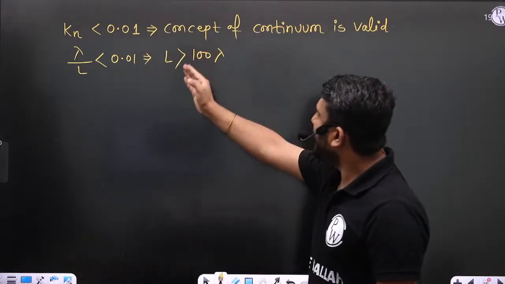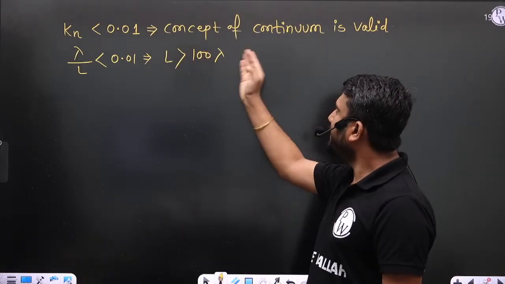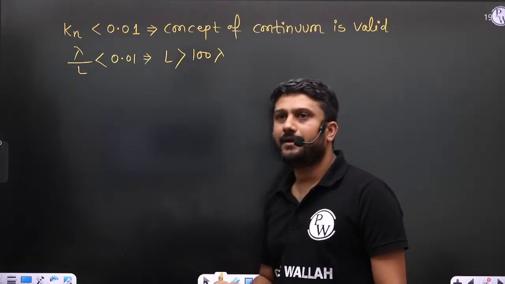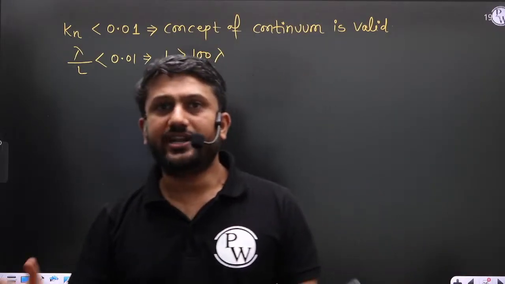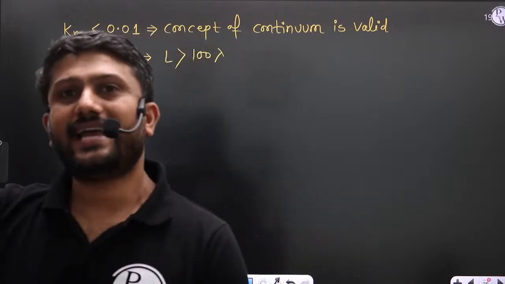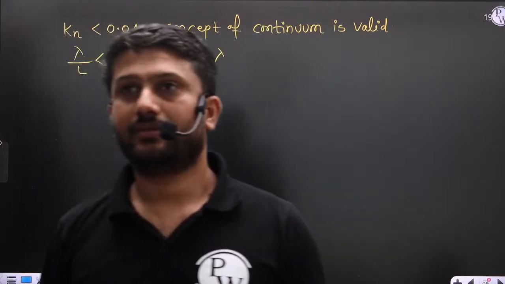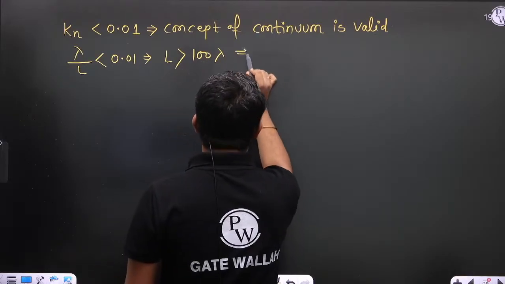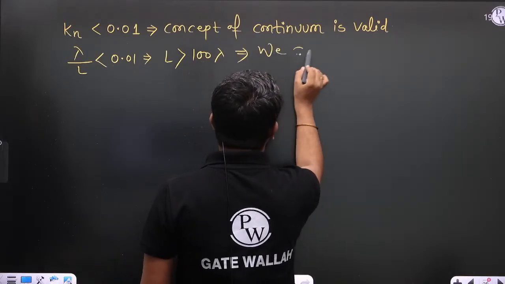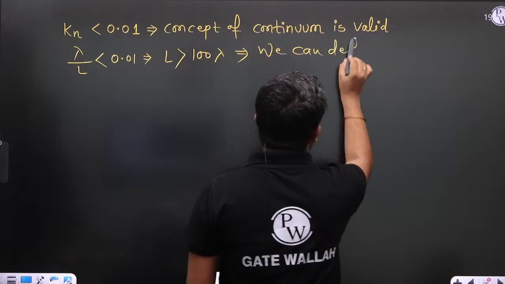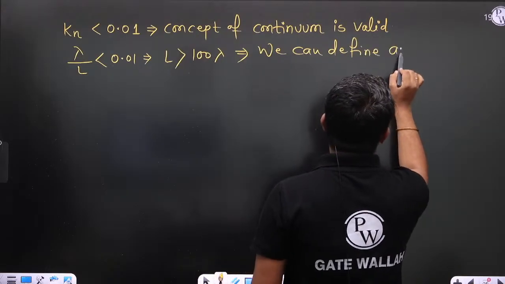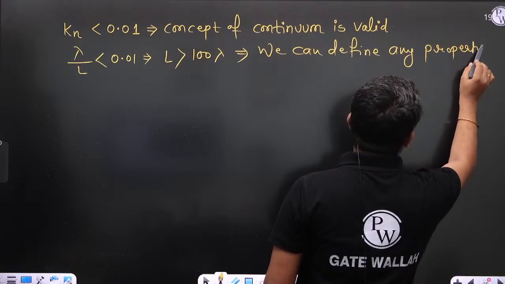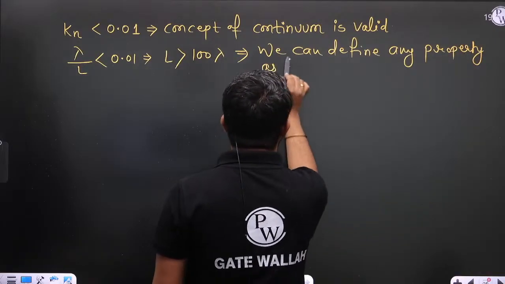And beta, if L is less than 100 times lambda, then it is not possible to define the properties as a function of space. If L is greater than 100 times lambda, then yes, we can define any property as a function of space.